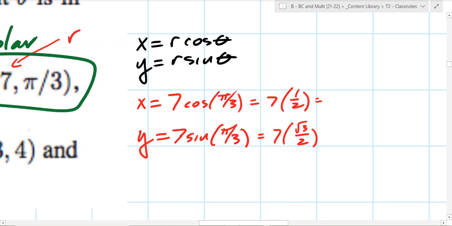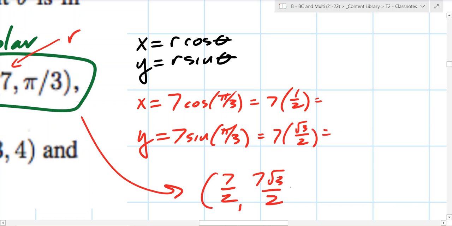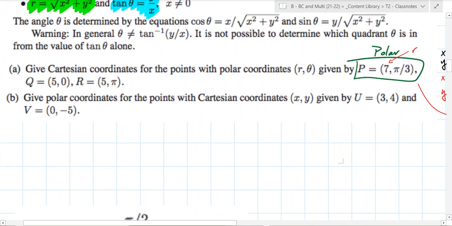So what is the coordinate going to be? The translated coordinate will be 7 over 2, comma, 7 root 3 over 2. Does that make sense? Okay, you need to be able to convert between the two.